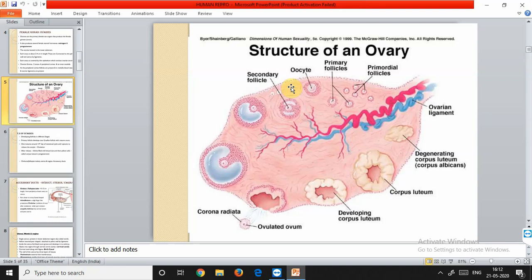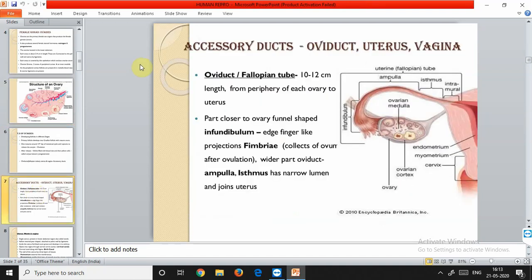This is called the corpus luteum, and when this corpus luteum degenerates, it becomes white in color, and there is no more supply of blood vessels. This is the corpus luteum, and when there is no more supply of the blood vessels, this becomes smaller in size, and this becomes the corpus albicans, and it becomes white in color. This is after the bleeding phase of the menstrual cycle has occurred. Now we'll talk about the accessory ducts. Already told you about the fallopian tube.